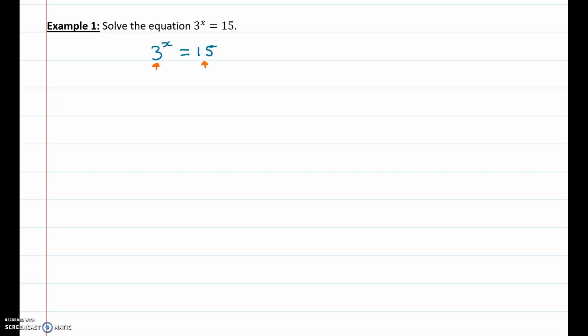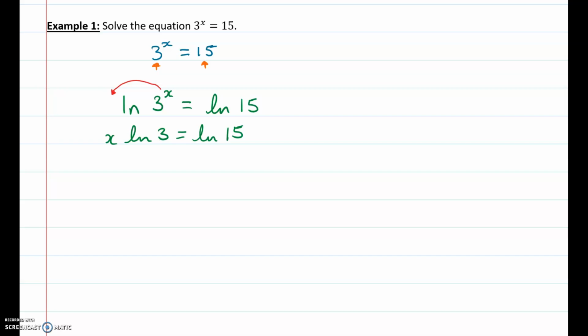And what we do to solve an exponential equation is we take the log of both sides. Now we take either the common log or the natural log. It's up to you what you want to take. I prefer to take natural logs. So if we do that, the natural log of 3 to the power of x is equal to the natural log of 15. Now what we'll do next is we'll bring that x down. We'll use the power rule, and we'll bring that x down in front. So that gives us x times the natural log of 3 is equal to the natural log of 15.